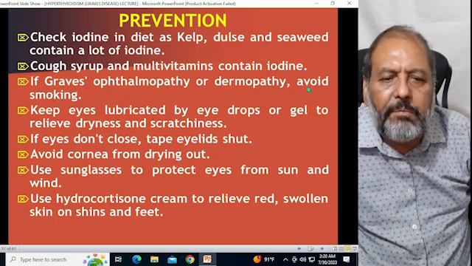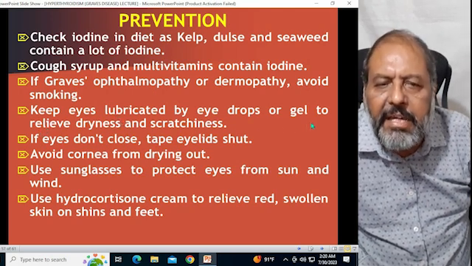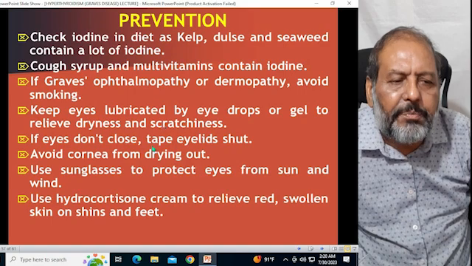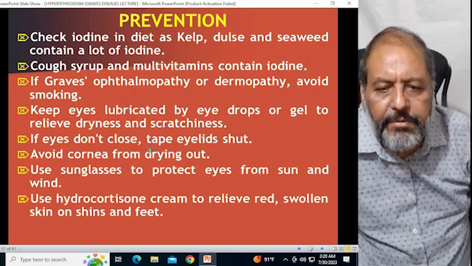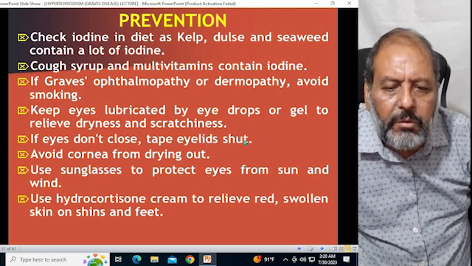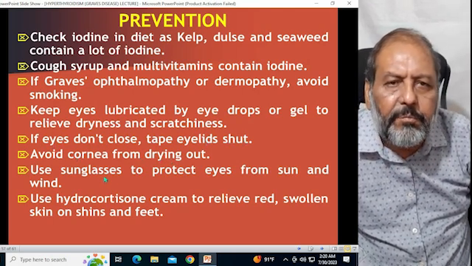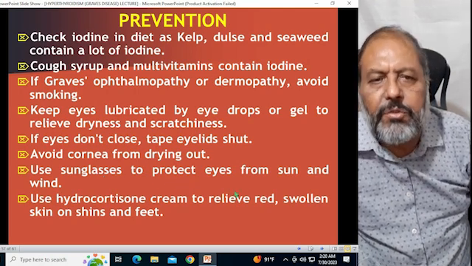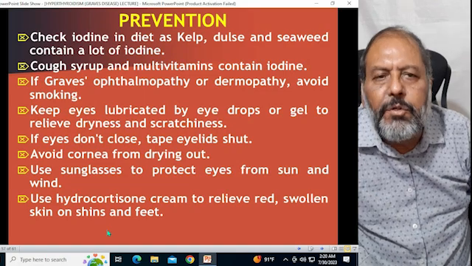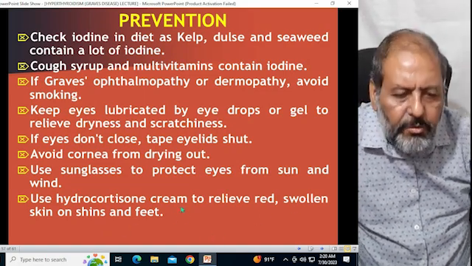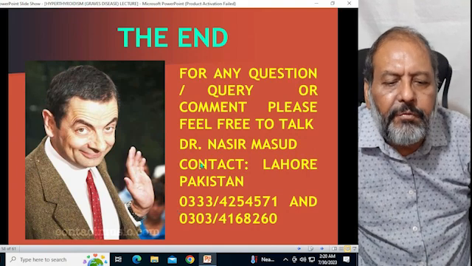If there is Graves ophthalmopathy or dermopathy, avoid smoking. Keep eyes lubricated with eye drops or gel to relieve dryness and scratchiness. And if the eyes do not close, tape the eyelid shut. Avoid the cornea drying out, and use sunglasses to protect eyes from sun and wind. Use hydrocortisone cream to relieve red swollen skin on the shin and feet.